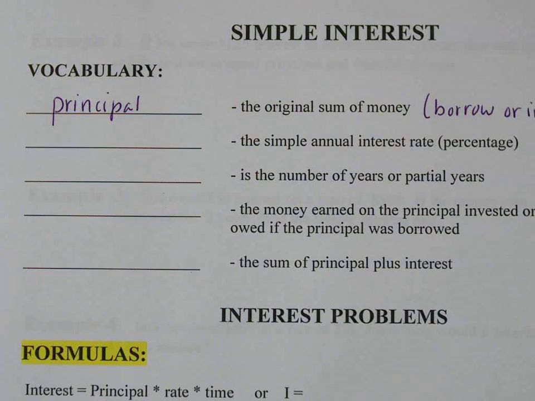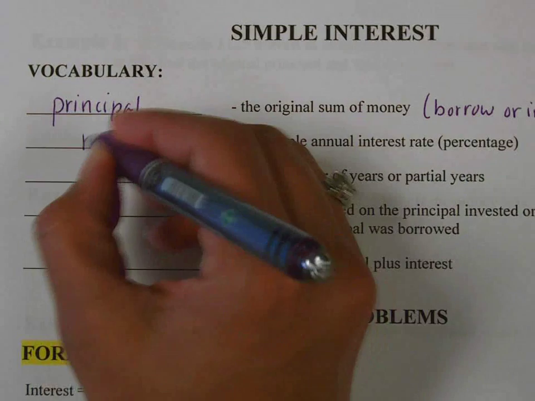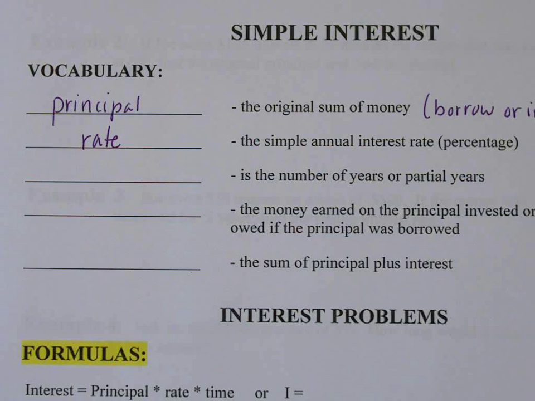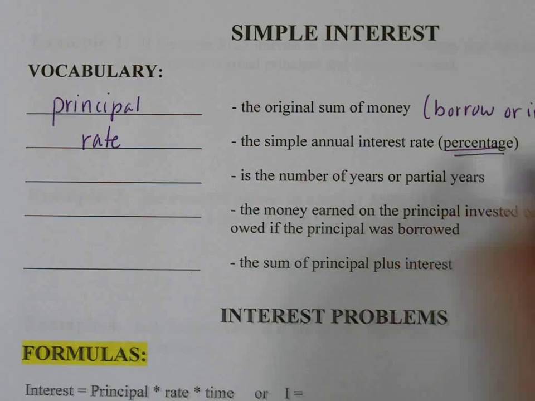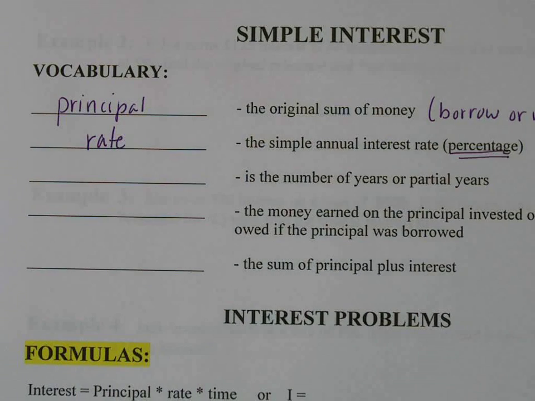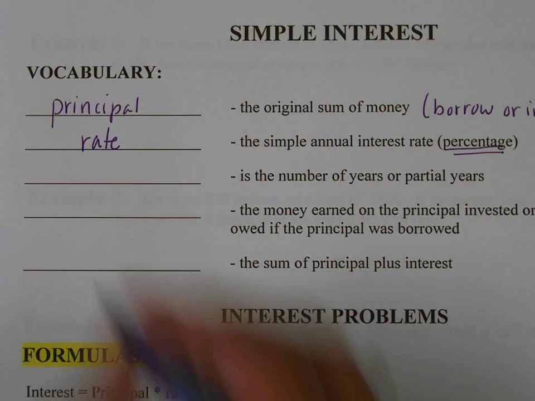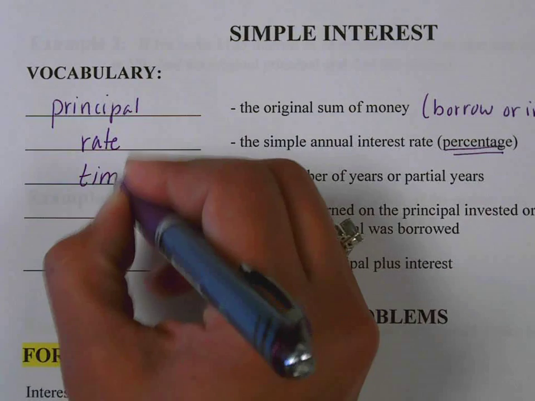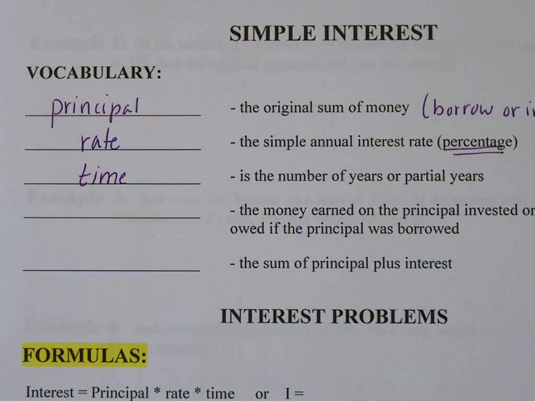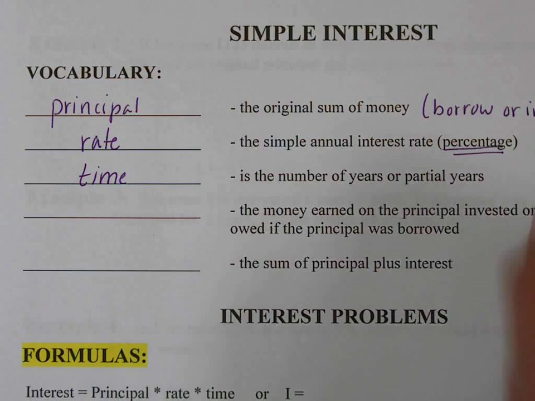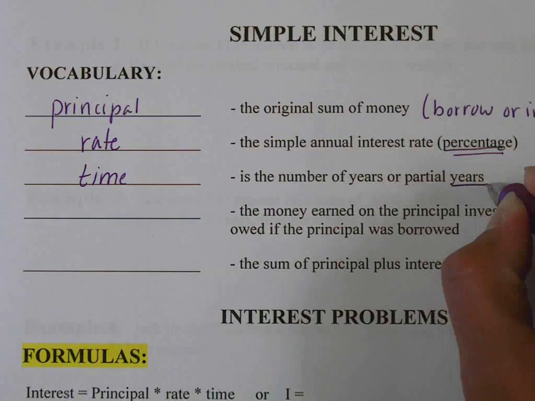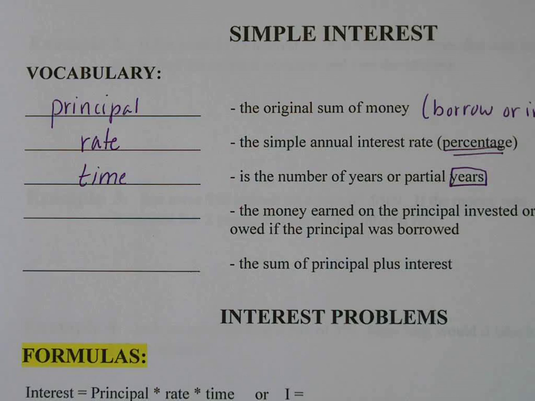Okay, the next word is rate. Rate is the simple annual interest rate, and it is a percentage. Okay, so rate is our percent. Time. Time is the number of years or even partial years, and we're always going to have it in years.